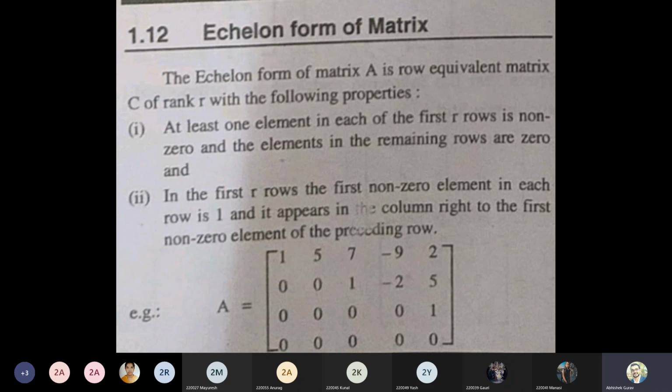So A is given, and its rank is 3. Why? Because there are 4 rows, and in those 4 rows one row has all entries 0. So the rank of the matrix means we apply it in that way only. We know the order, that is 4 rows. Out of those we find the rows in which all values are 0, and we subtract those rows from the order. That is, from 4 rows we subtract that one. So clearly the rank of that matrix is 3.